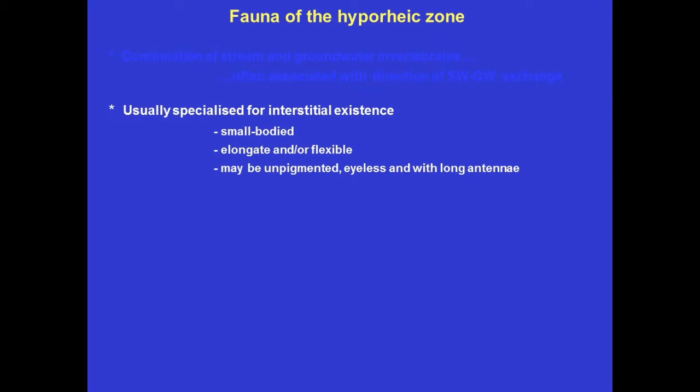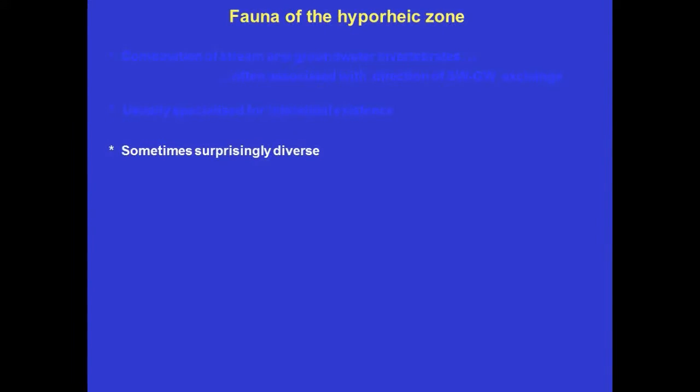So many of them are quite small-bodied, a lot of them are elongated and flexible, many of them are unpigmented, eyeless and without antennae. And it's sometimes said that in the same way that people often end up looking like their dogs, the sort of people who work on Stygofauna end up a bit eyeless and develop a few sensory antennae, and maybe not. The other thing that's kind of cool with a lot of these groundwater and hyporheic invertebrates is that they're sometimes surprisingly diverse.